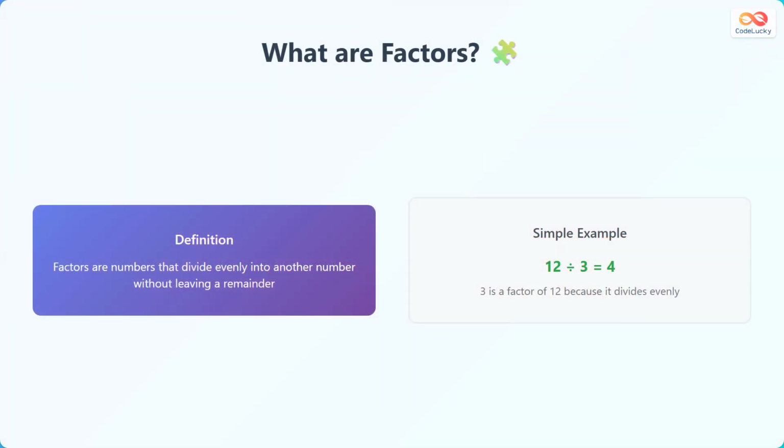Let's understand what factors are. Factors are numbers that divide evenly into another number, without leaving a remainder. For example, consider 12 divided by 3 equals 4. Here 3 is a factor of 12 because it divides evenly into 12.